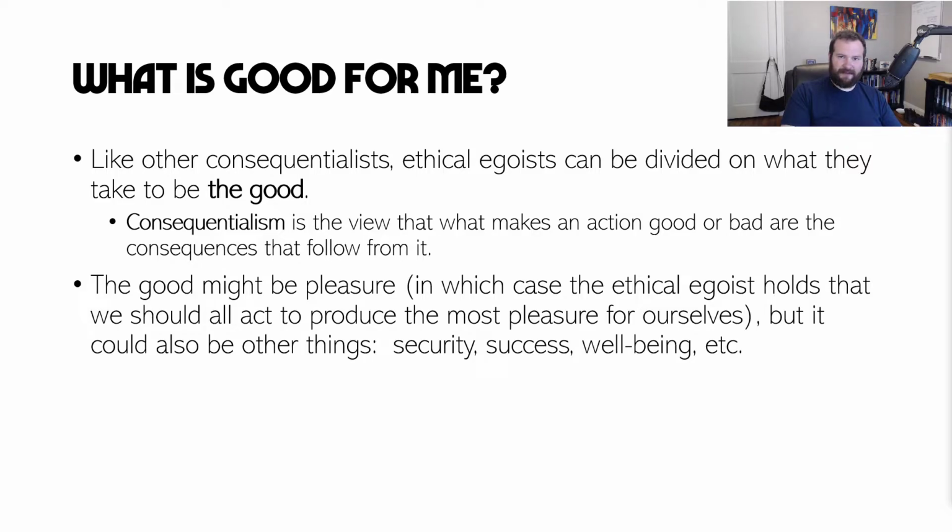All consequentialists are going to have to work on figuring out what they're aiming towards, right? If you're saying we evaluate the morality of an action based on its consequences, you're going to have a standard by which you evaluate those consequences. Well, according to what, right? So it's going to be according to promoting goodness, but what is goodness for the consequentialist? Like all other consequentialists, ethical egoists have a few options available to them. A lot of them say that good just is pleasure, right? In which case the ethical egoist would say something like, you should act to produce the most pleasure for yourself. But it could also be other things, like security, success, knowledge, beauty, well-being. Well-being is by far the most common view of the good for a consequentialist.